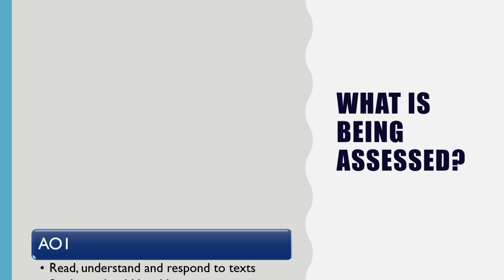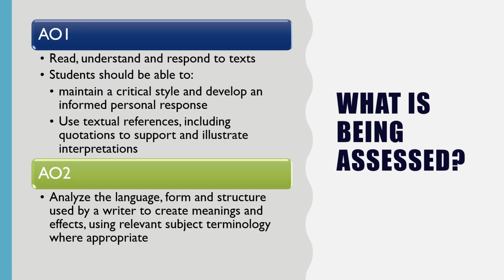What is being assessed? So AO1 and AO2 will be assessed in these questions. AO1 is to read, understand and respond to text, and students should be able to maintain a critical style and develop an informed personal response. Use textual references, including quotations, to support and illustrate interpretations. AO2 is to analyze the language, form and structure used by a writer to create meanings and effects using relevant subject terminology where appropriate. This is where AO2 is focusing on language, form and structure. AO1 is how much you understand the text and how you respond to what is being asked.